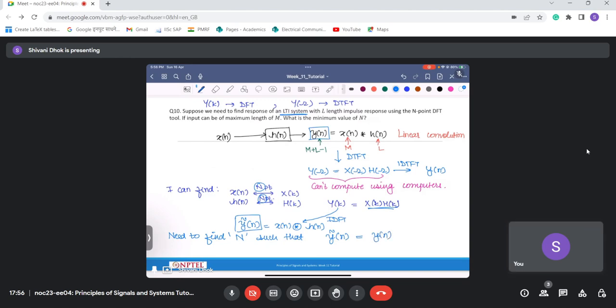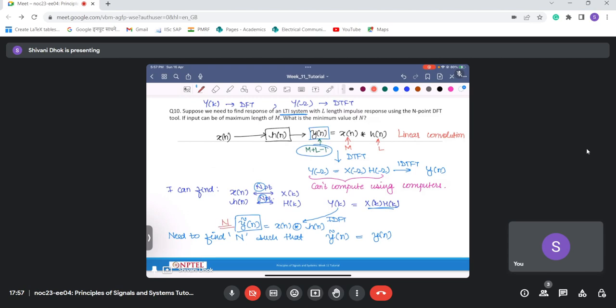What is the length of y[n]? The length of y[n] is M plus L minus 1. And what is the length of y tilde n? I am taking the N-point DFT of x[n], so both X[k] and H[k] are N-point DFTs. Then the length will be 2N plus 1? No, it is N only, because it is circular convolution.